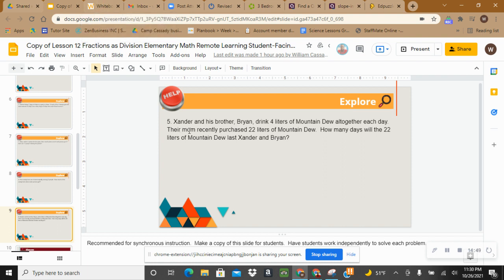Next is number 7. Like I said, Xander and his brother Brian drink 4 liters of Mountain Dew all together each day. Their mom recently purchased 22 liters of Mountain Dew. How many days will the 22 liters of Mountain Dew last Xander and Brian? All right, so we got a lot of numbers around here. Xander and his brother Brian, we're not really going to use them. They drink 4 liters, so we're just talking about the 4 liters that they drink every day.